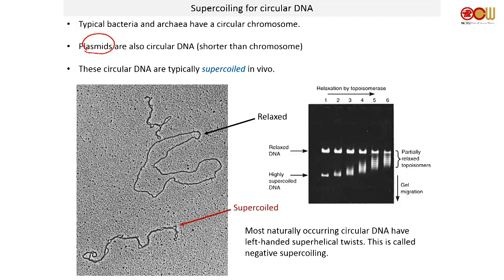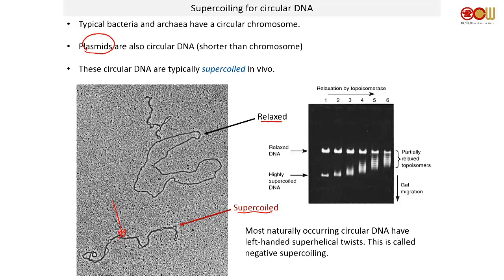So let's take a look. The picture on the left here shows you the difference between a relaxed DNA and a supercoiled DNA. Immediately, by looking at this picture, what you should probably think of is that it looks kind of like a rubber band and a rolled up rubber band. A rubber band is a circular structure, right? And then you twist it. Doesn't it kind of look like this?